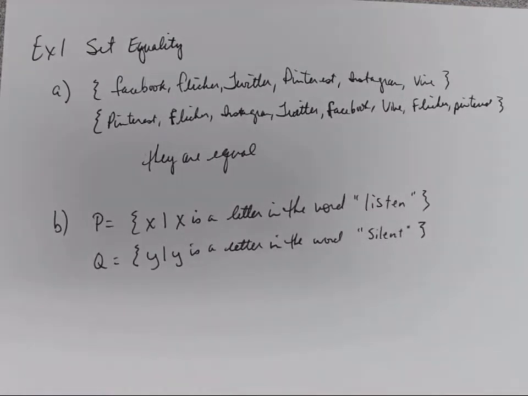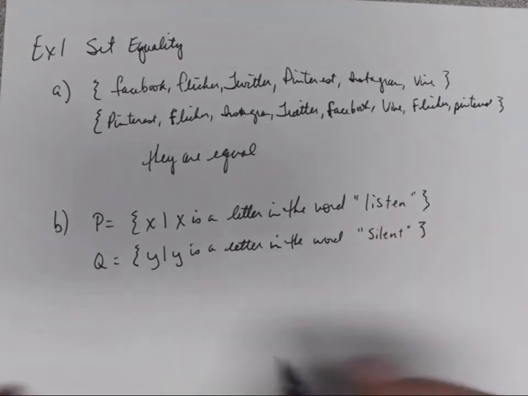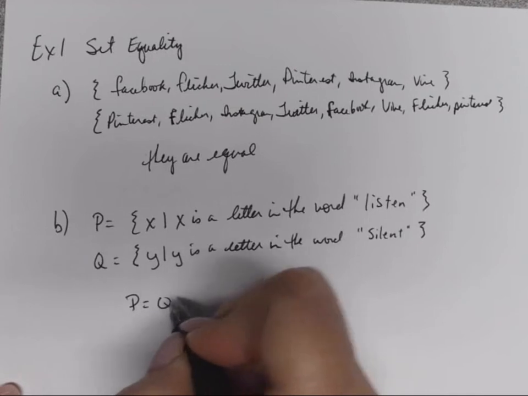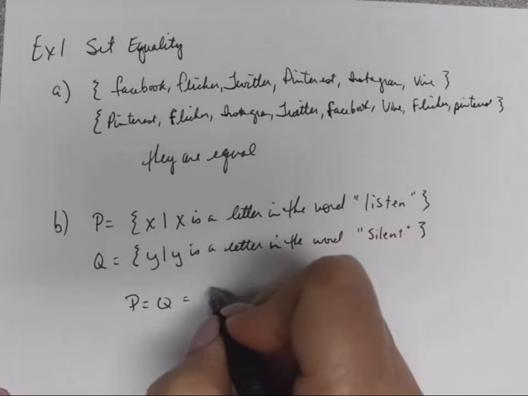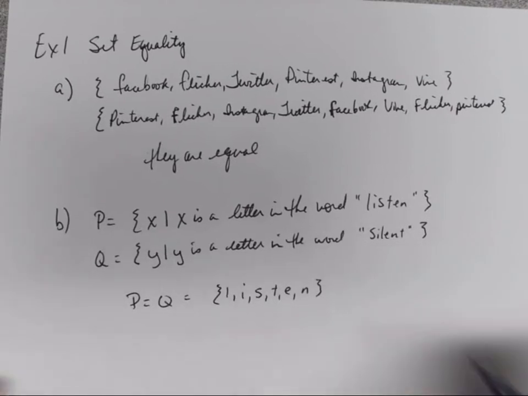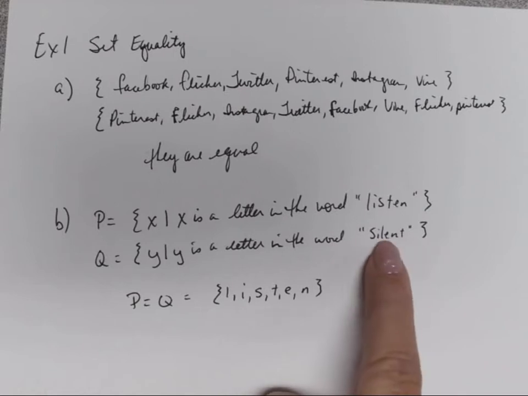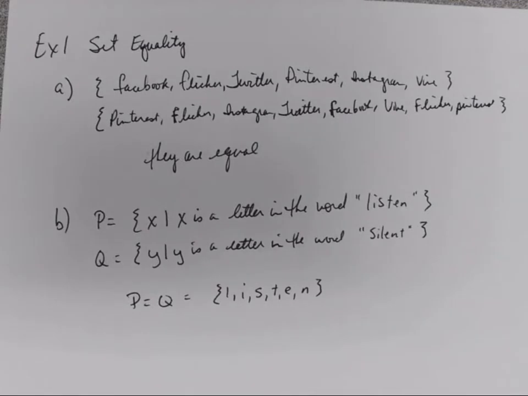All right, so are these equal? Well, if we look at the letters of listen and silent, they're all the same letters. We can state that P is equal to Q, which is equal to L, comma, I, comma, S, comma, T, comma, E, comma, N. Those are the letters in each of the sets. L, I, S, T, E, N, and silent as well. So they are equal. Even though they look like they're not equal, they really are equal. Those are two examples of equality.